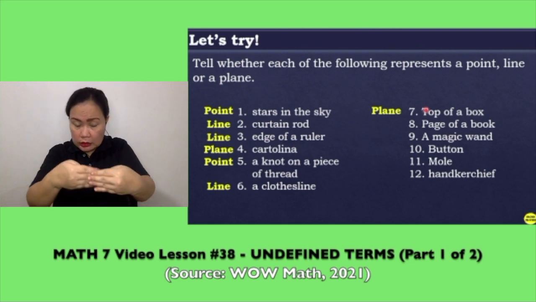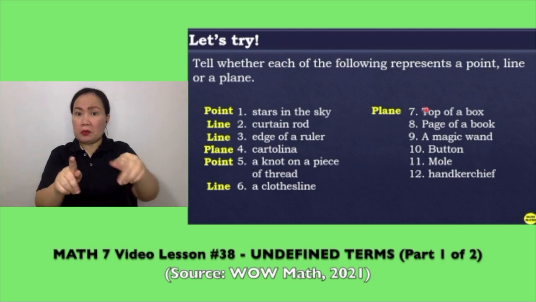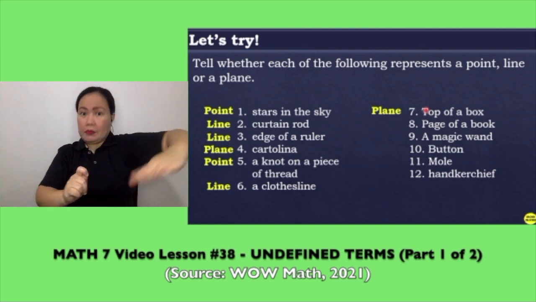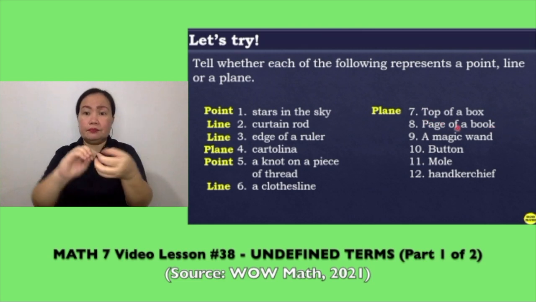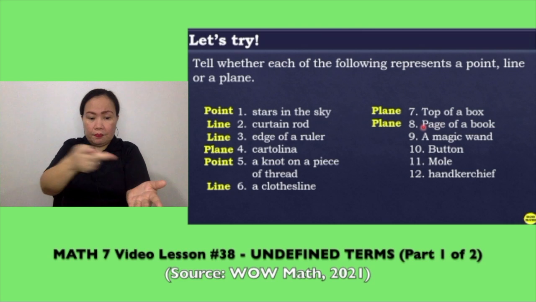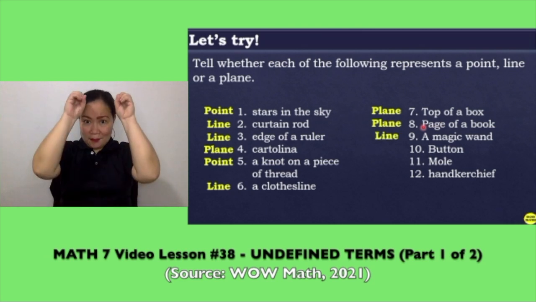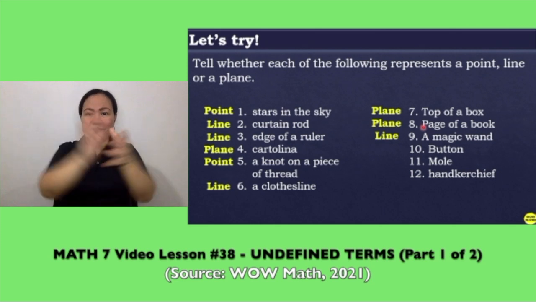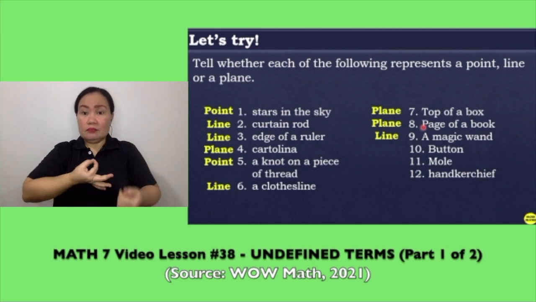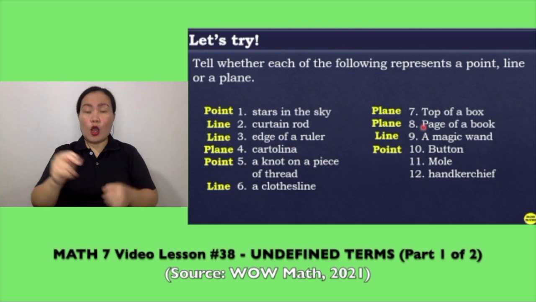But since we have here top of a box, ibig sabihin, yung taas niya. So, that is a plane. Next, page of a book. So, kung meron kayong book dyan, yung isang page, that is a representation of a plane. A magic wand. Okay, that is a line. A button. So, button is, ano tawag nito? Botones. Okay. So, that is a point.